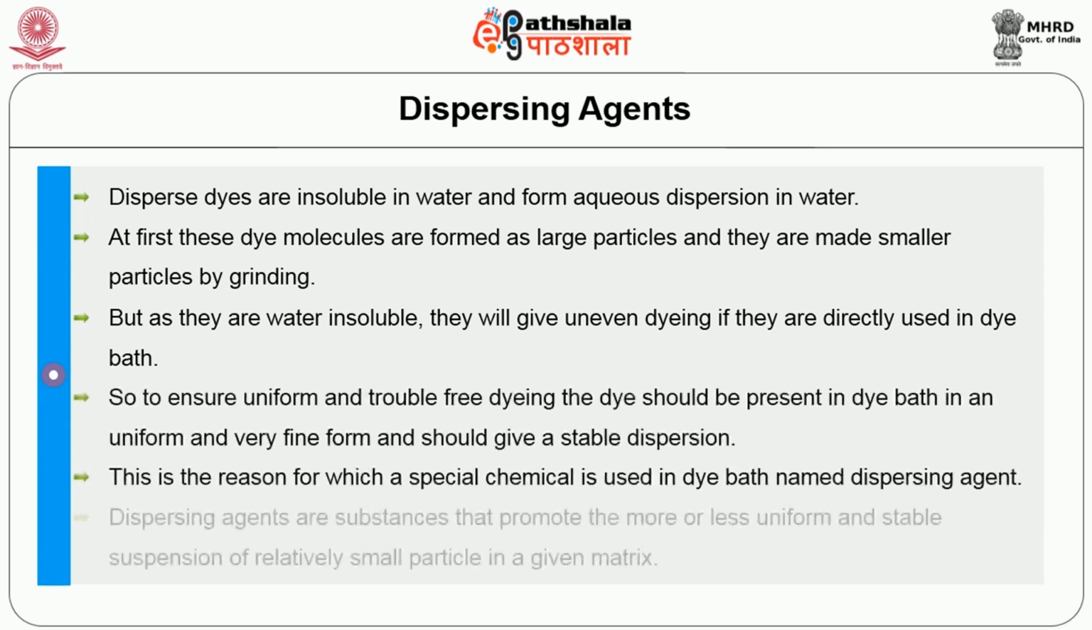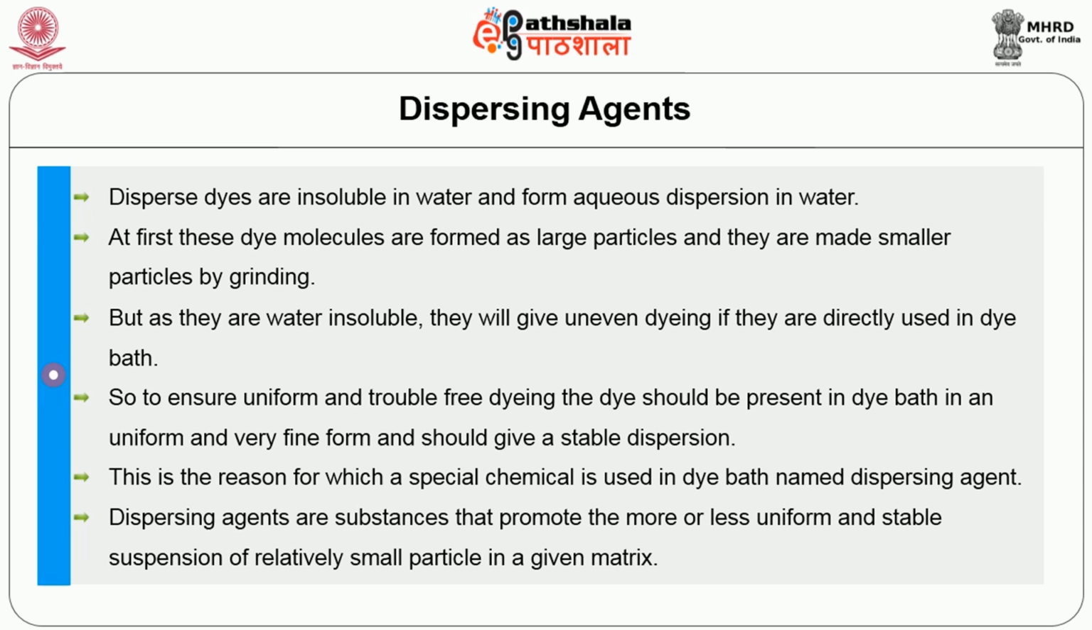Next is dispersing agents. Disperse dyes are insoluble in water and form aqueous dispersions in water. At first, these dye molecules are formed as large particles and they are made into smaller particles by grinding. But as they are water insoluble, they will give uneven dyeing if they are directly used in the dye bath. So to ensure uniform and trouble-free dyeing, the dye should be present in the dye bath in a uniform and very fine form and should give a stable dispersion. This is the reason for which a special chemical named dispersing agent is used in the dye bath.